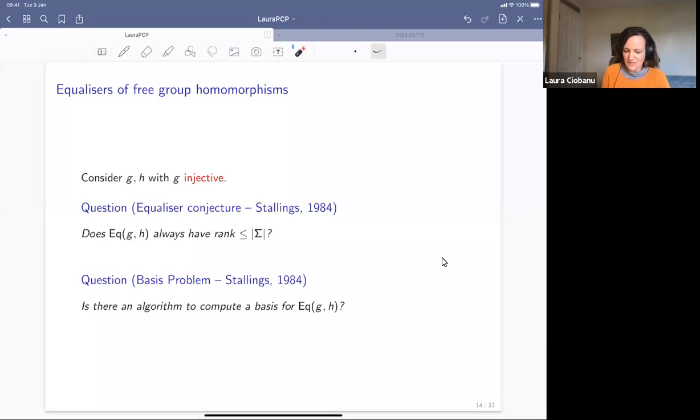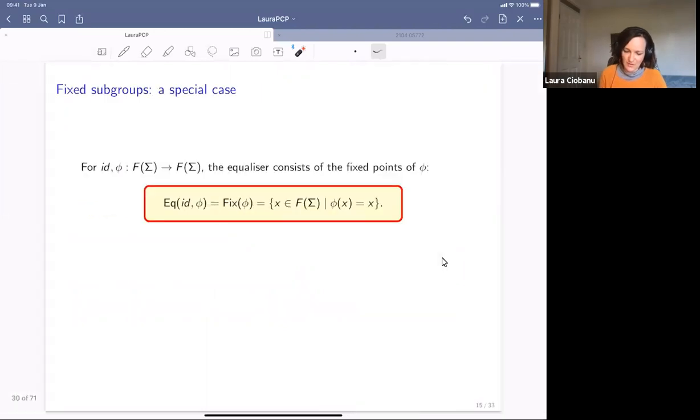These questions are slightly different from PCP. It's looking for information about the equalizer, not just asking is it trivial or not. But to us, of course, they make more sense. So what can we say about them? Before we say something, let me bring up the fixed subgroups. If we're sticking to one of the maps being the identity, then this equalizer just becomes the fixed subgroup of phi, if phi is your second map, the points where phi of x is x, clearly a subgroup.